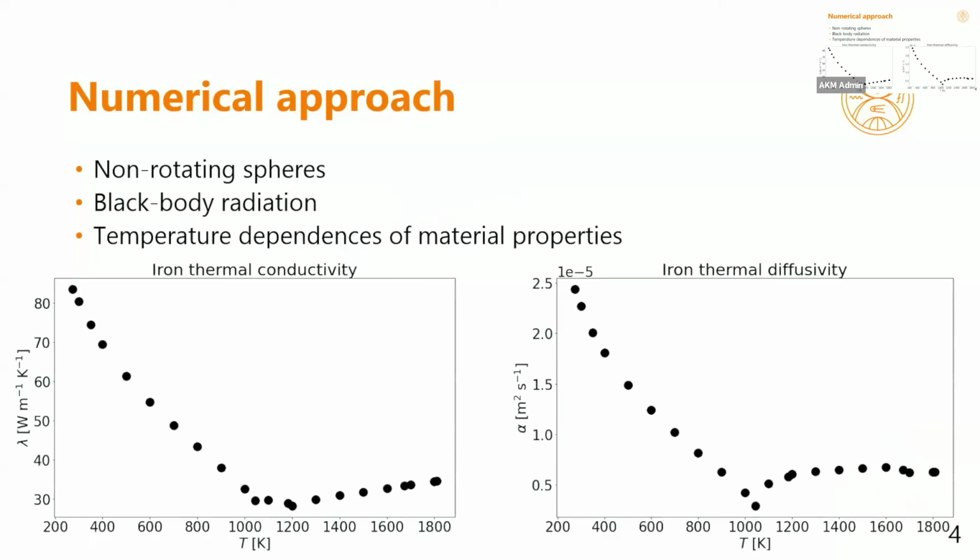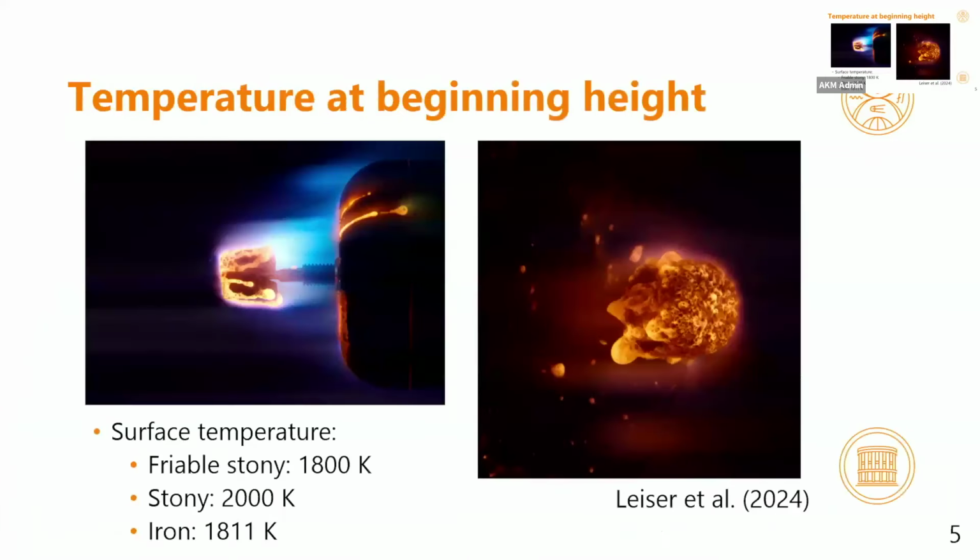What is not a small detail is the fact that the material parameters change with the temperature itself, which we can see as the example of iron thermal conductivity on the left-hand side, changes by a factor of 3 in our range of temperatures, and the same for another material parameter, thermal diffusivity. So now we know everything what we simulate, but the question is, when does the meteor become visible?